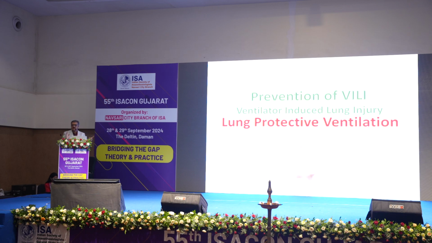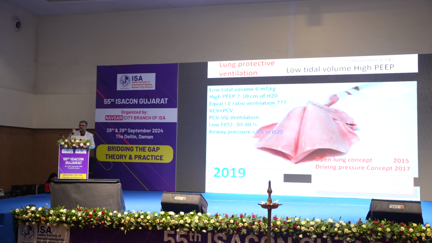Now what is lung protective ventilation? You need to keep the tidal volume 6 ml per kg. Keep the PEEP 7 to 10 centimeter of H2O. You can keep the I:E ratio 1:2, or 1:1 if your airway pressure is going down. Any mode is fine, volume control ventilation or pressure control ventilation. And keep the FiO2 as low as 30 to 40%. And keep the airway pressure less than 30. That is lung protective ventilation.